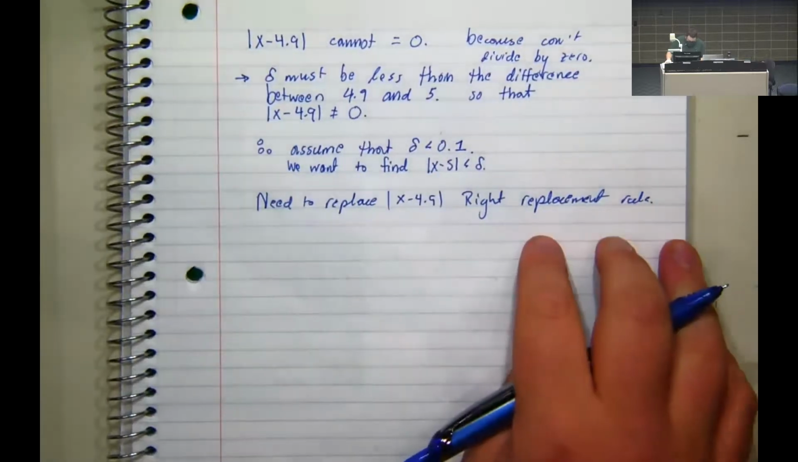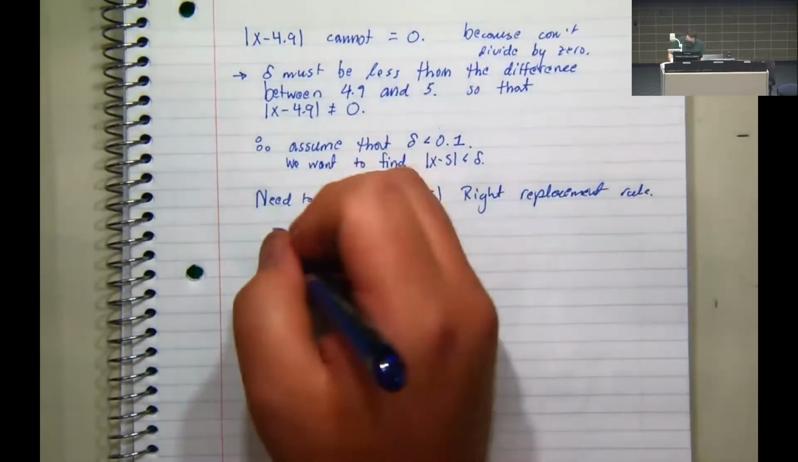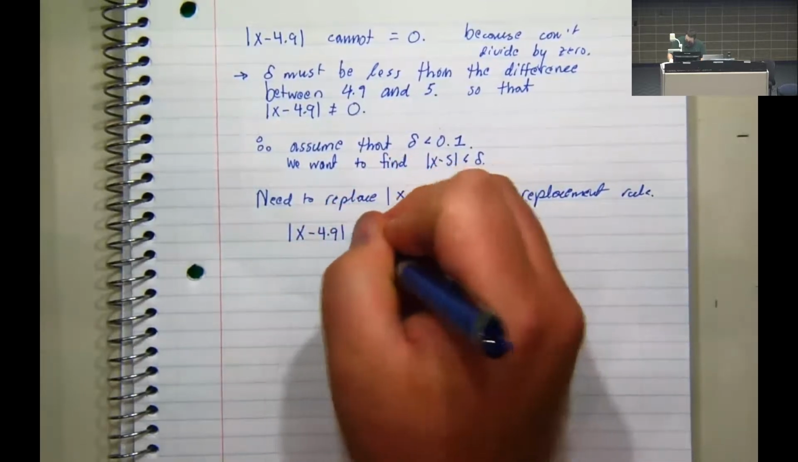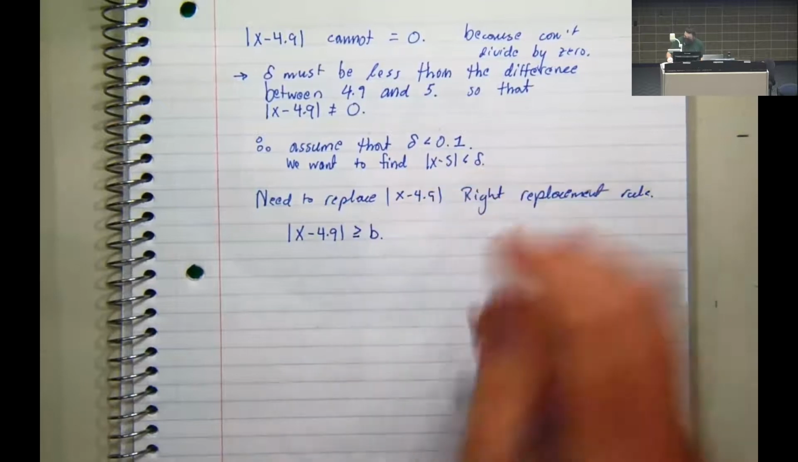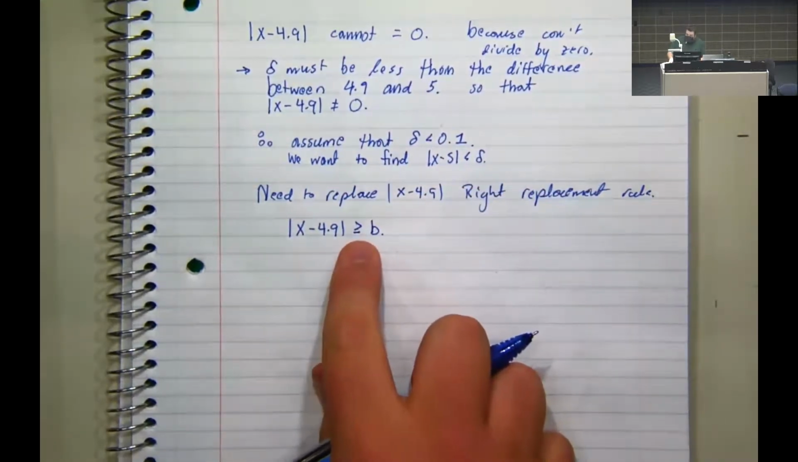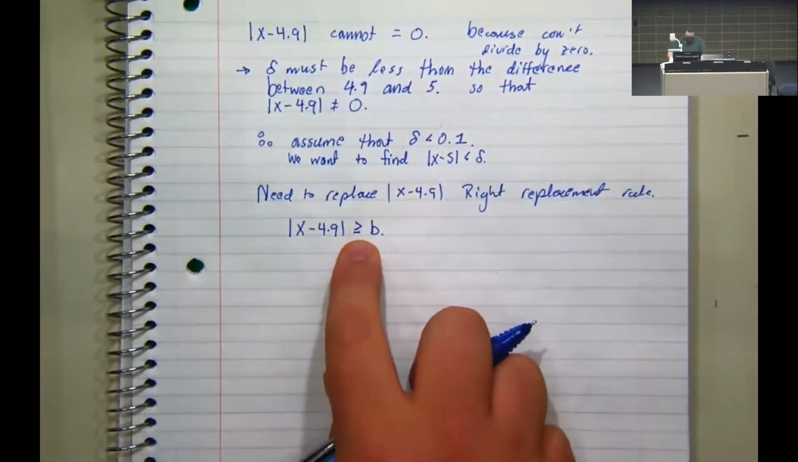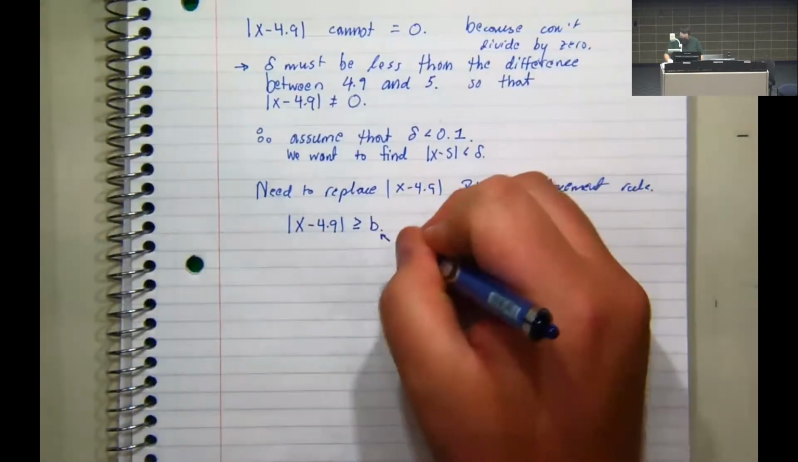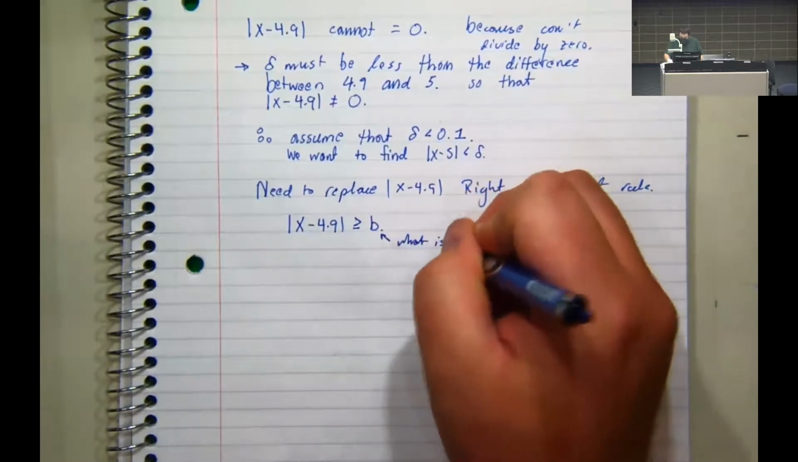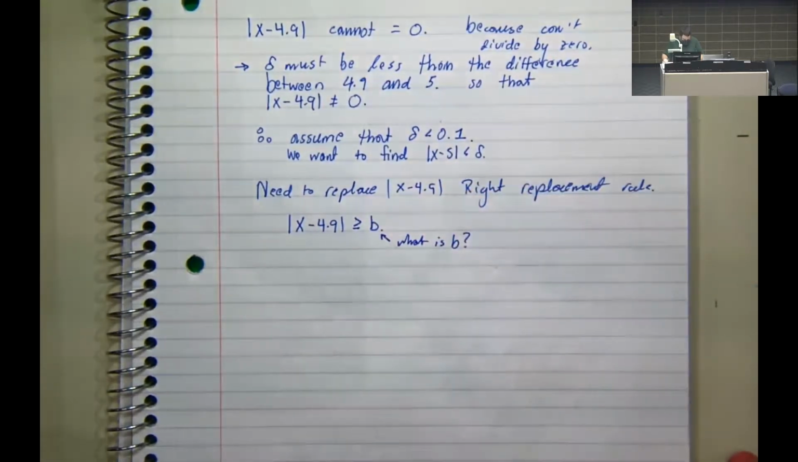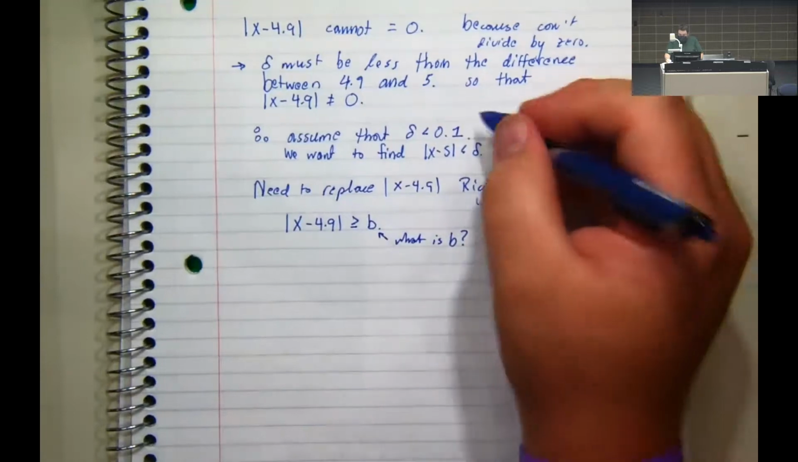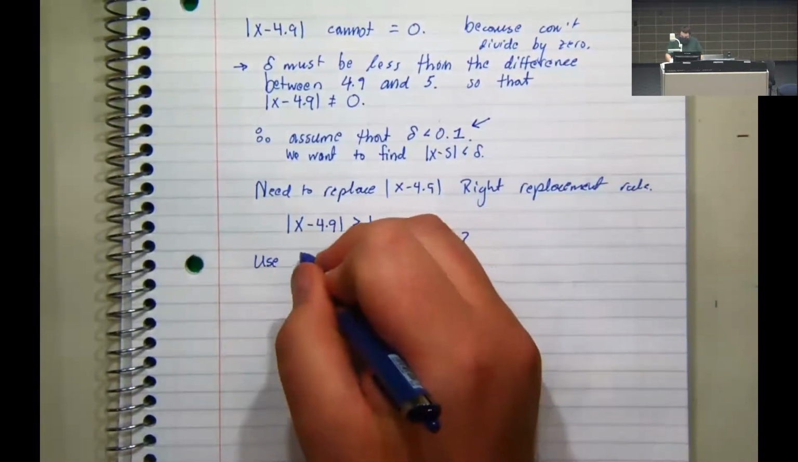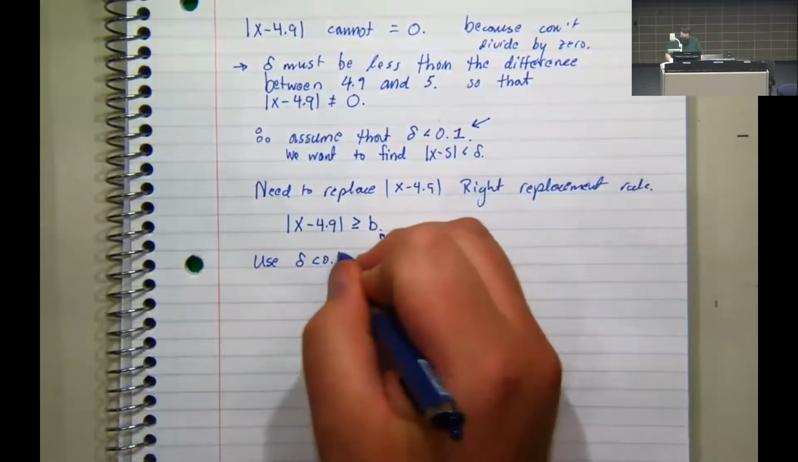That rule states that x minus 4.9 is greater than or equal to some value b. So the left replacement rule uses a less than sign, right replacement rule greater than sign. And we need to find this b value. Okay. And we're going to use our constraint here. So use the delta is less than 0.1 constraint.